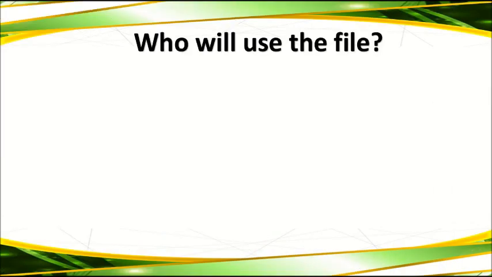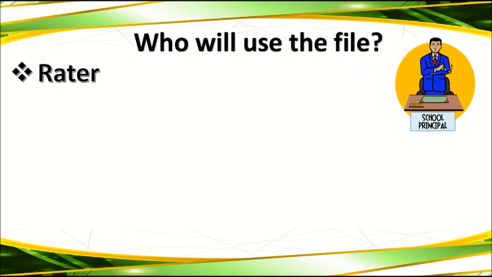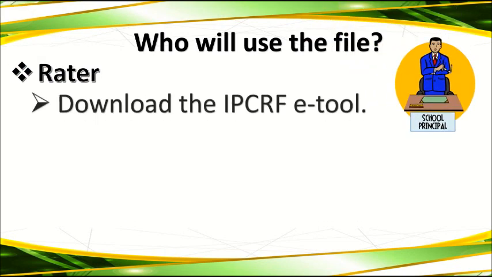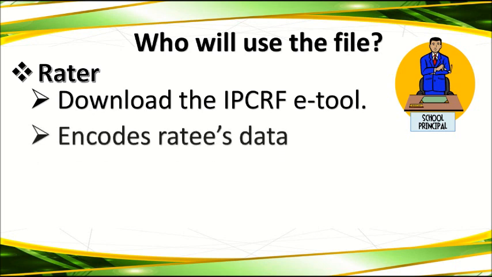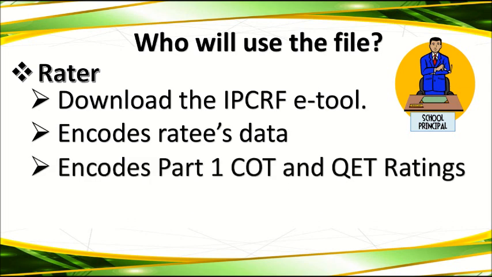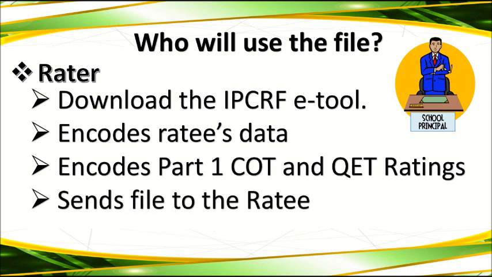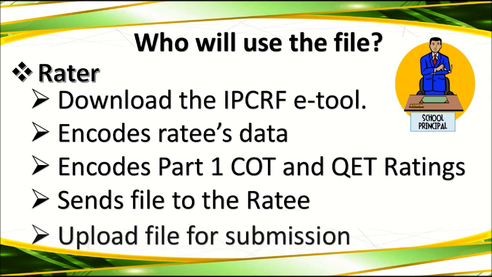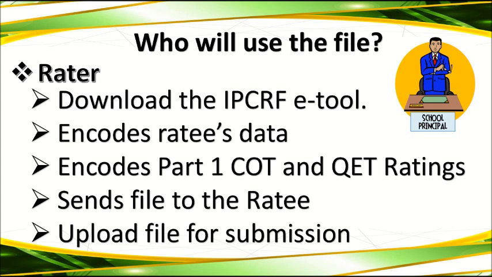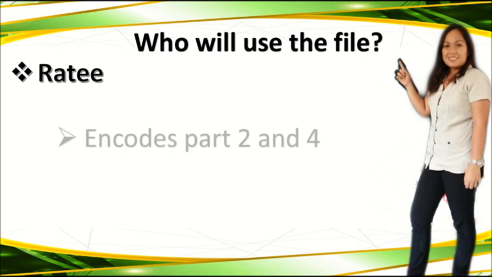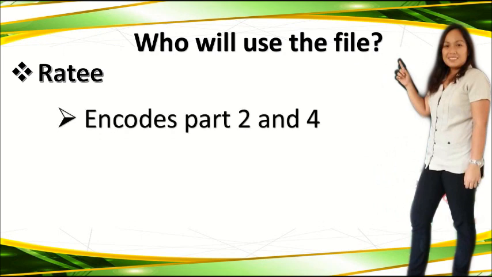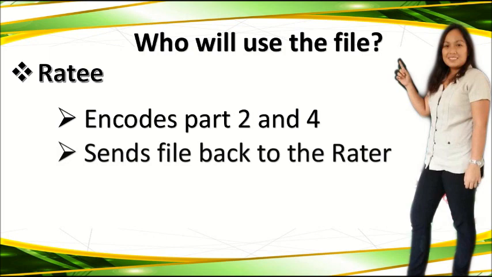Who will use the file? The first is the rater or the school principal. The rater will download the IPCRF electronic tool, encodes the ratee's data, encodes part 1 COT and QET ratings, sends the file to the ratee, then uploads the file for submission. Another user is the ratee or the teacher. The ratee encodes parts 2 and 4. After encoding, sends the files back to the rater.